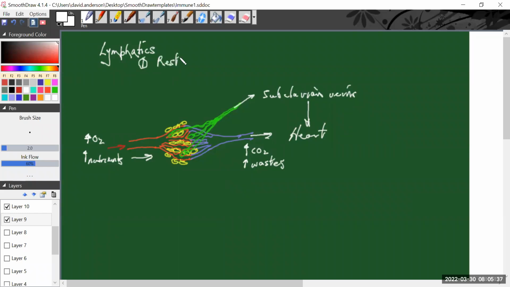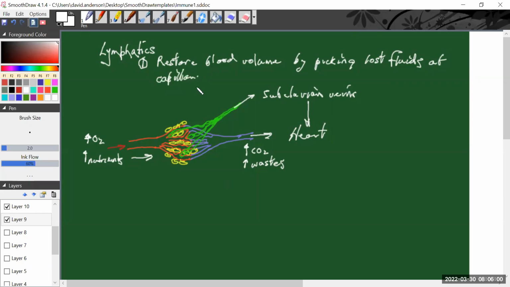restore blood volume by picking up lost fluid, or let's put it as plural, at capillary beds, and then returning it to the circulation. So that's a really important function of the lymphatic system.